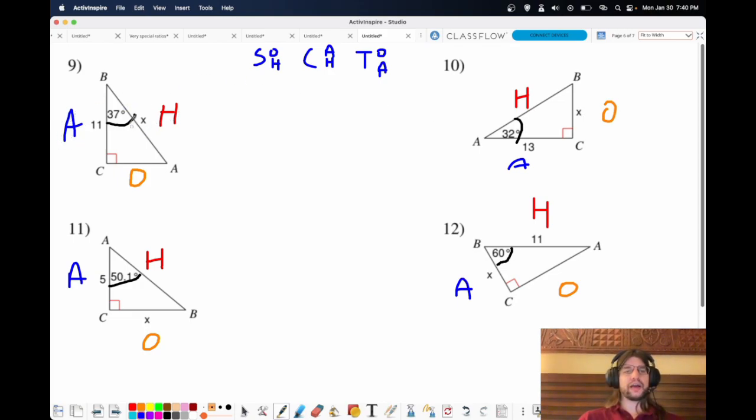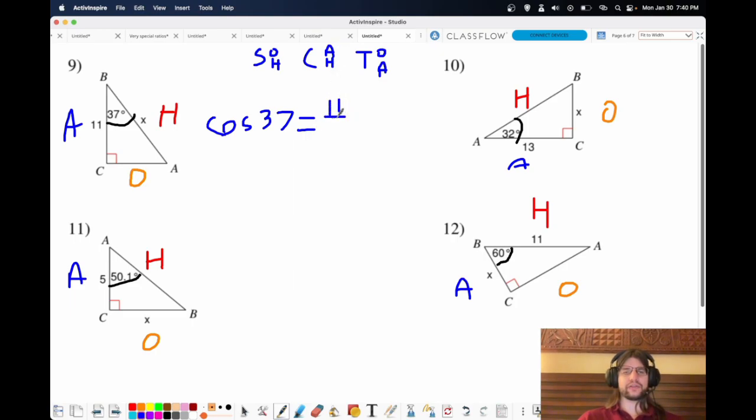So we got the adjacent, so sine's out. We're looking for the hypotenuse. We don't know the opposite. We don't care about the opposite. No one loves the opposite. The opposite's gone. So cosine. Adjacent, hypotenuse. Cosine of my angle is equal to adjacent over hypotenuse.